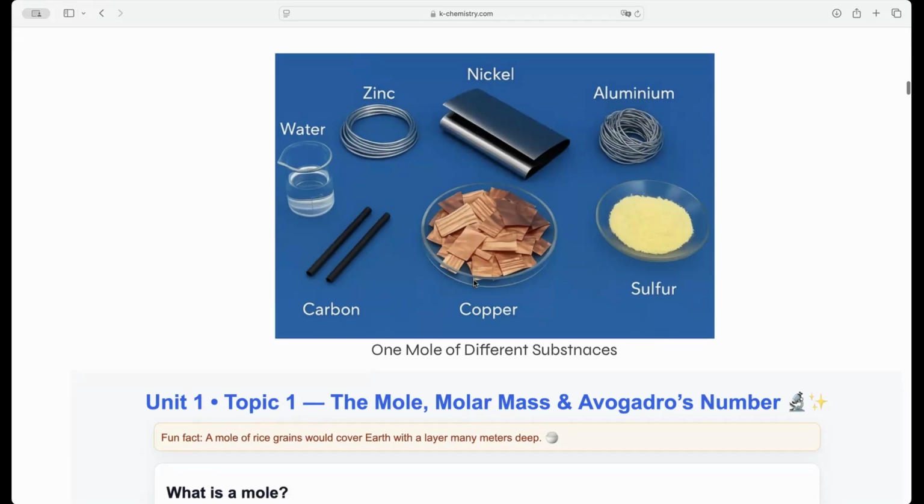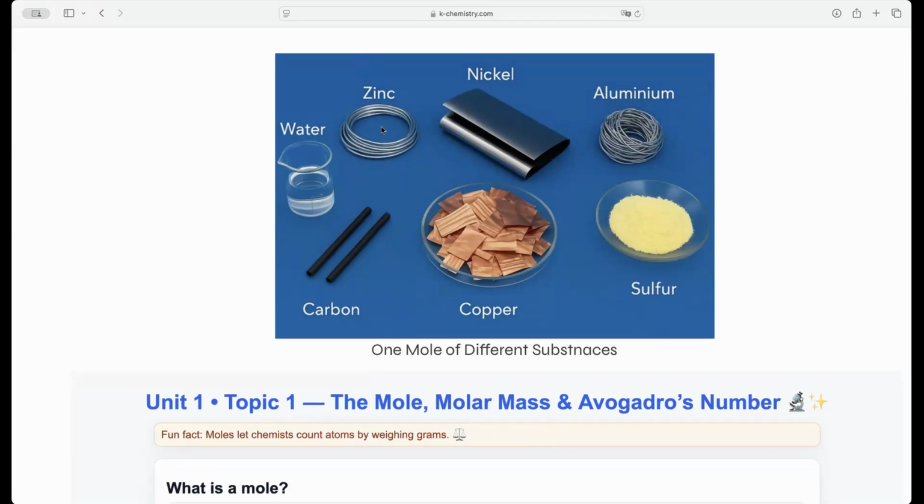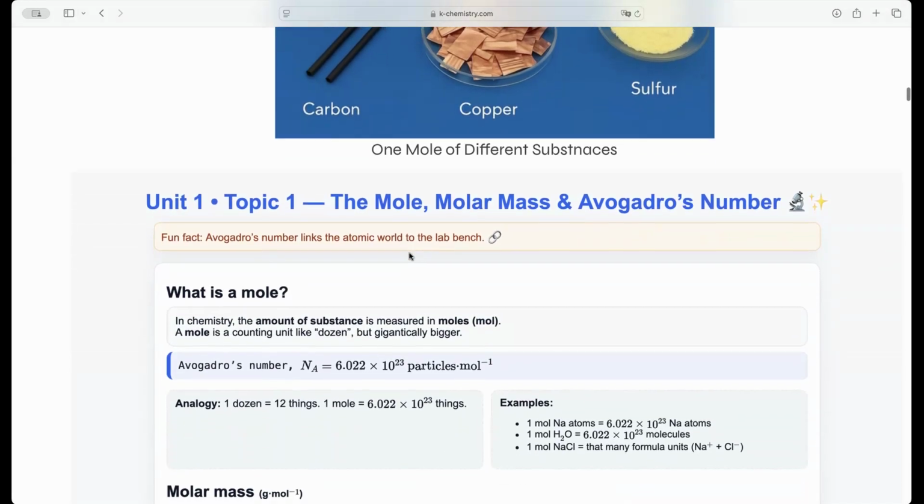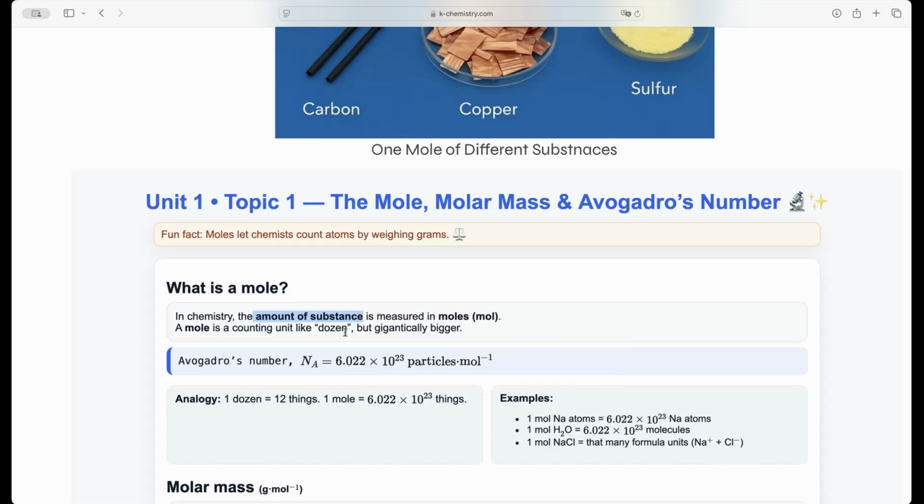This is how one mole of different substances looks. This is a mole of zinc, a mole of nickel, a mole of aluminum, sulfur, and copper. Mostly you have heard this word in school from your teacher, but what is actually the mole? A mole in chemistry is the amount of substance that's measured. It's a unit that I use to measure the amount of substance, to know how many atoms, how many particles are in my substance.